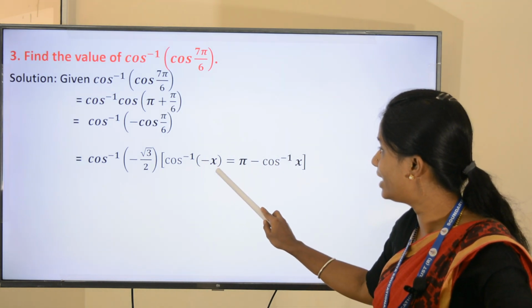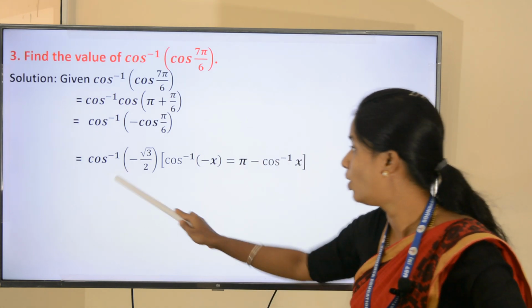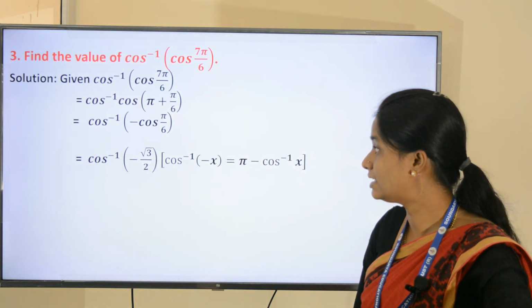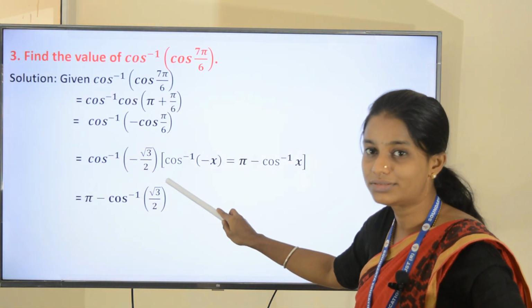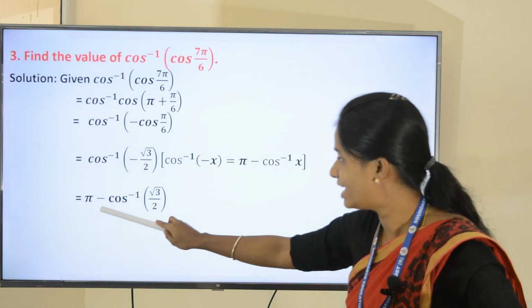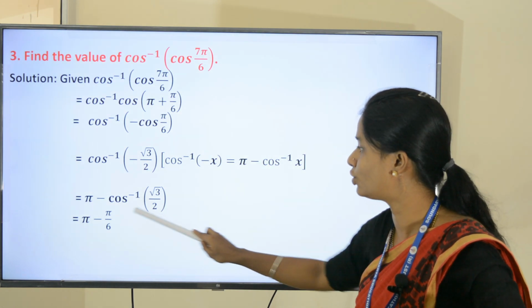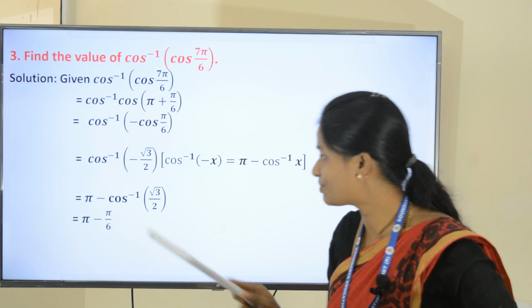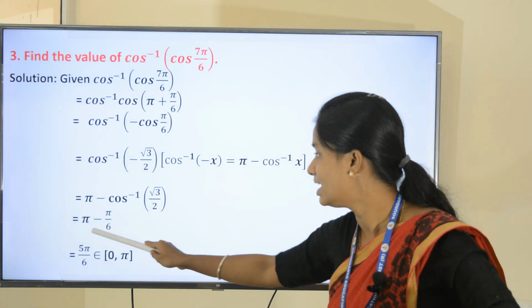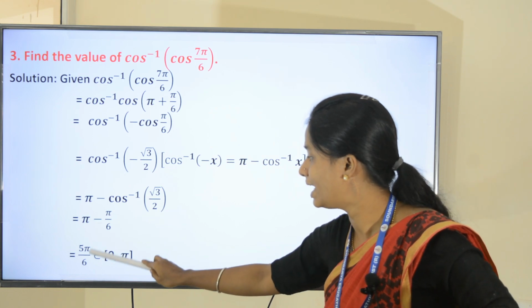Cos inverse of minus x is equal to pi minus cos inverse x. Now how can I write this result? That is pi minus cos inverse of root 3 by 2. In the next step, pi minus cos inverse of root 3 by 2 can be written as pi by 6. Please take the LCM, students, so that the LCM is 6. Then 6 pi minus pi will be 5 pi by 6.